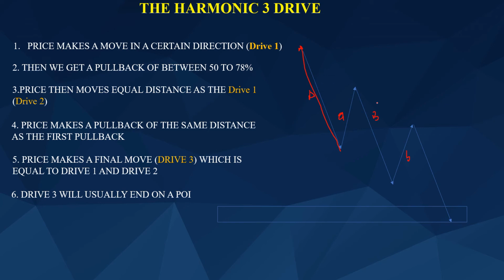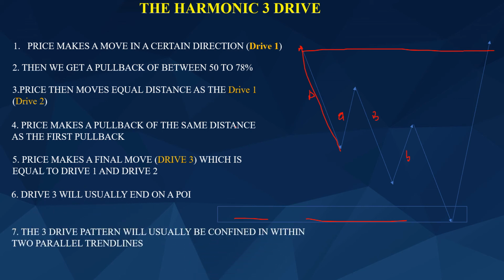So we assume that this box is a point of interest. Usually you should trade above the beginning of the drive. The 3 drive pattern will usually be confined within 2 power trend lines. So there should usually be 2 power trend lines confining it.